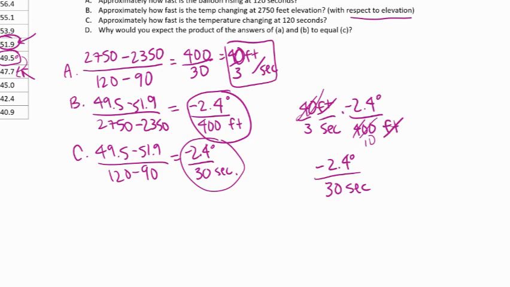So, yes, I would expect my result from A and B, if you multiply them, to equal C, because your units end up canceling, and then your feet end up canceling, I should say, and then your units end up being degrees per second, which is what my result from C was. It was degrees per second.